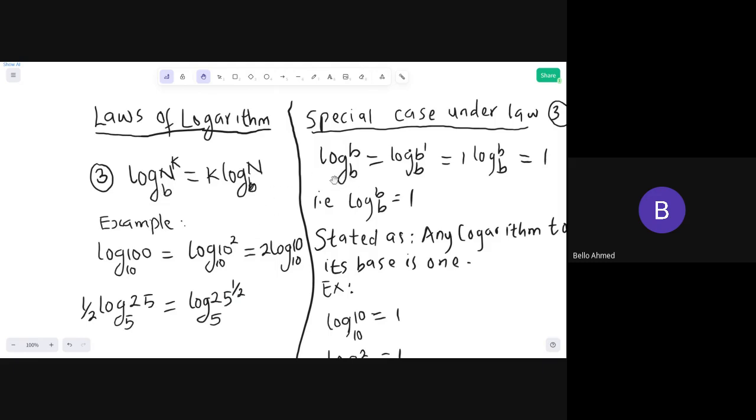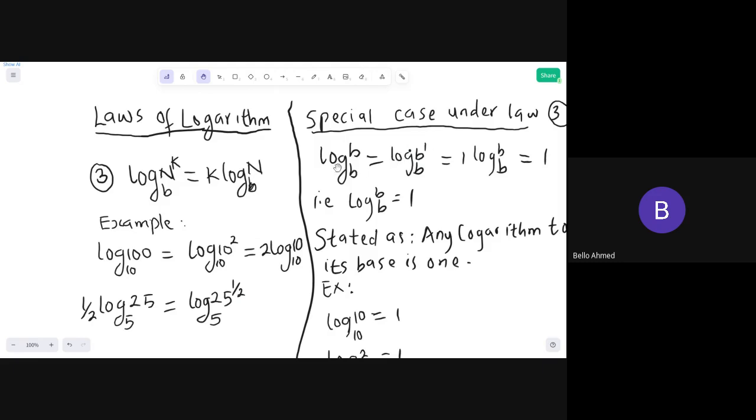Now, special case under law number 3. Let's look at this special case: the logarithm of b base b. Please pay attention to this. The logarithm of b base b is the same thing as the logarithm of b raised to the power of 1, because this b has no power. Anytime there's no power, we know it is raised to the power 1. So b can be rewritten as b raised to the power 1.